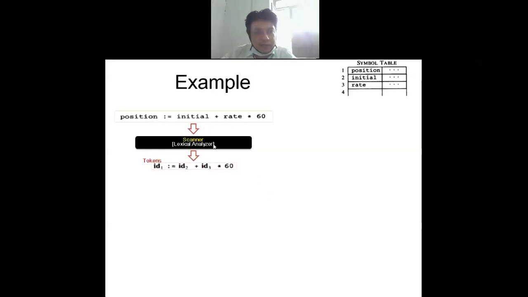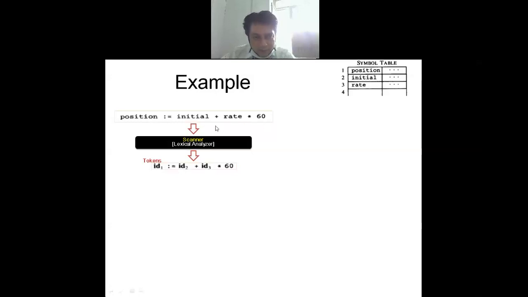First, you can see that your program is just like this. This is basically the Pascal programming code. You will find it in various books of compiler design. Now, the language syntax of the Pascal programming code is just like that: position is equal to initial plus rate into 60, right?